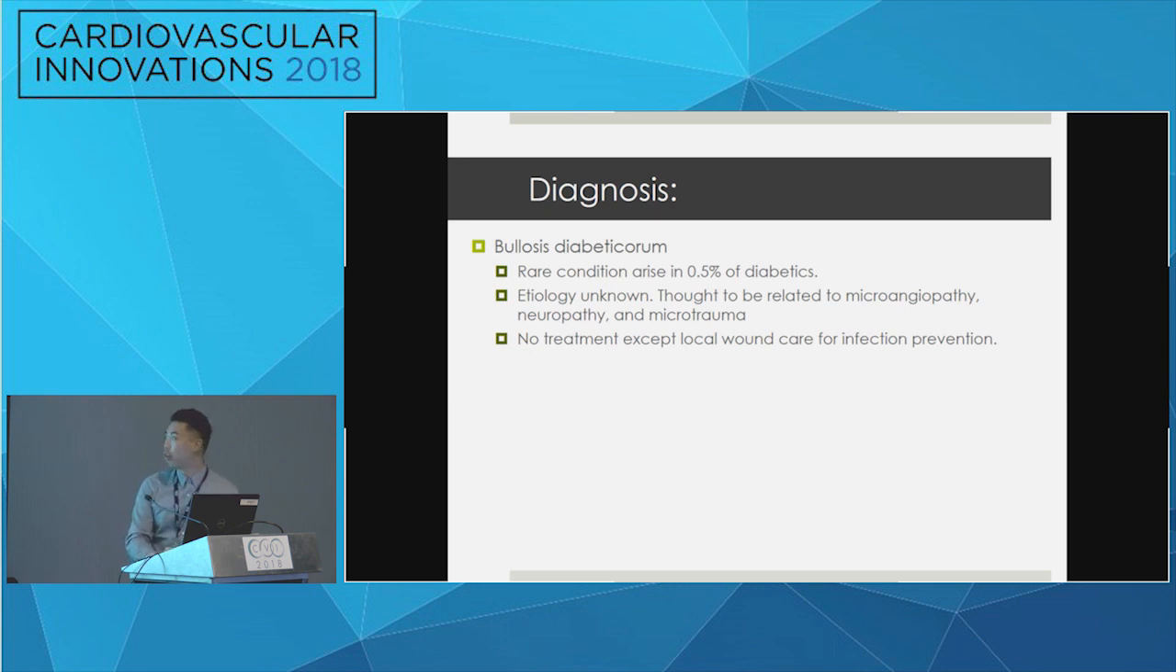The etiology is unknown. It's thought to be related to microangiopathy, neuropathy, microtrauma, so decreased blood flow to the area. Neuropathy, they get some microtrauma they don't know, and some thinning of the skin, drying of the skin. But then with this theory, why don't all diabetics get it? So no one really knows. At this time, there's no treatment except local wound care for infection prevention.